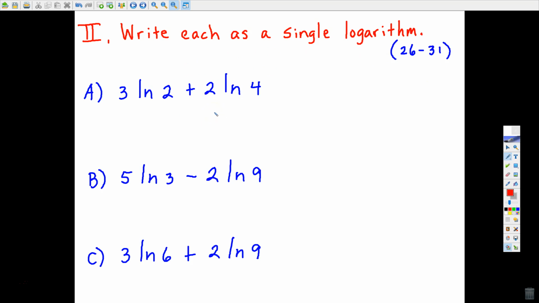We need to use the properties in order to take multiple logarithms and turn them into a single log. Okay, so I'm going to write a line underneath this problem letter A, and I want to see if it makes sense to you. And I'd like for somebody to maybe tell me what property I used to get from blue to red.